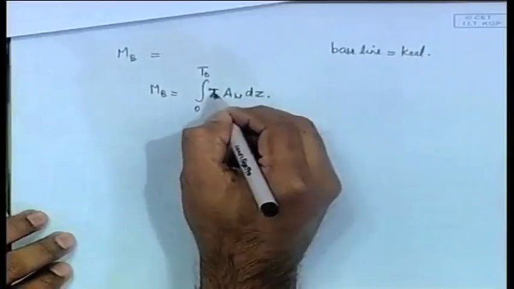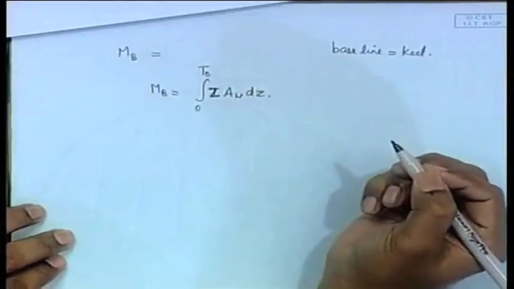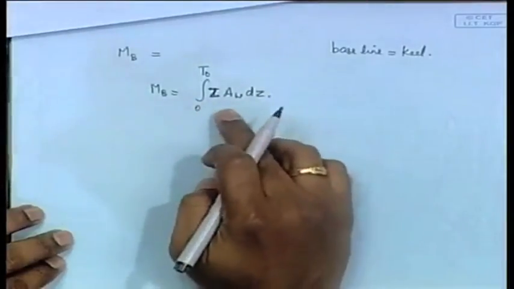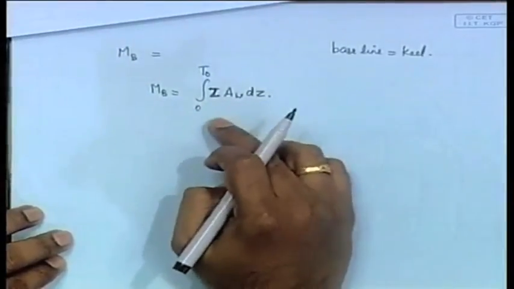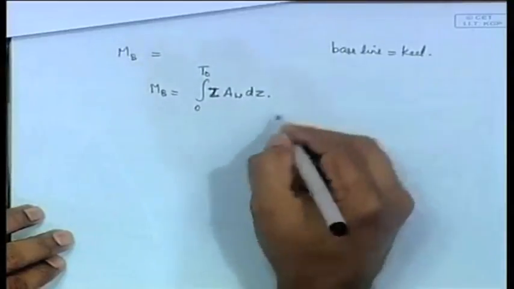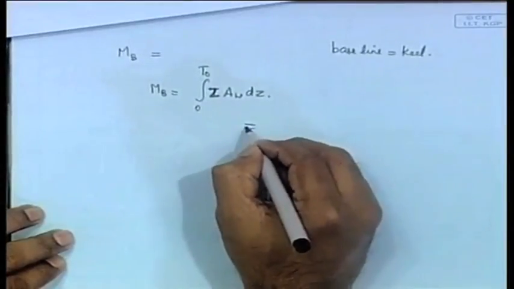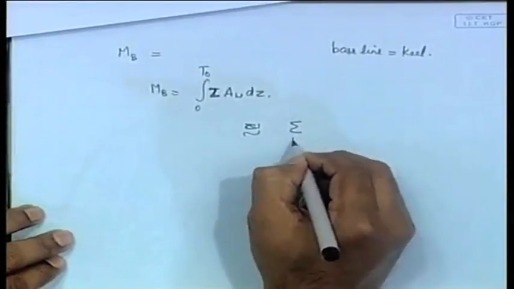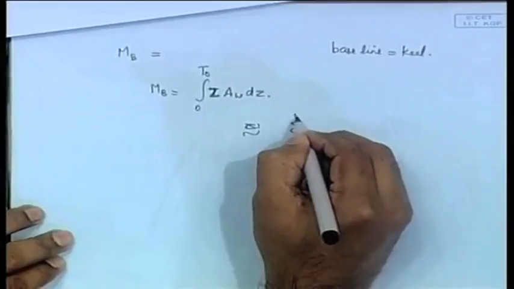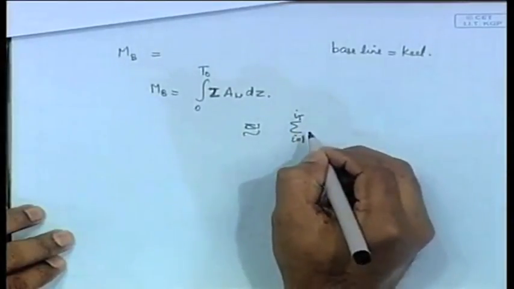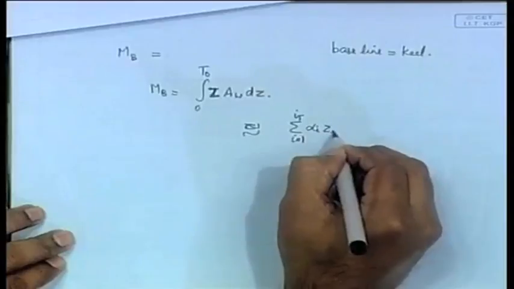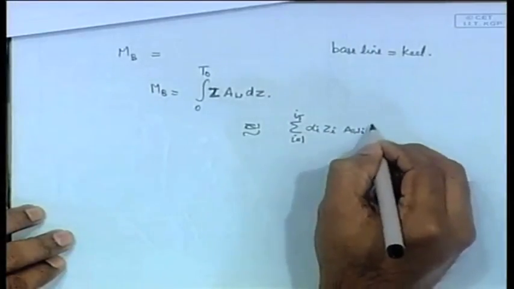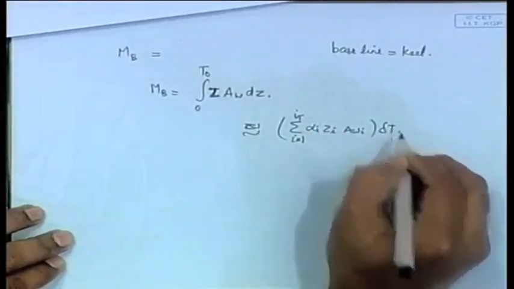It is not T, it should be z actually, the integral of z into AW into dz. It is not T in the text, it is actually z into AW into dz, that will give you the moment about the baseline. Again you can discretize it, and the summation will be given by sigma i equals 1 to the last value, alpha i z i AW i into delta T. Is it clear?